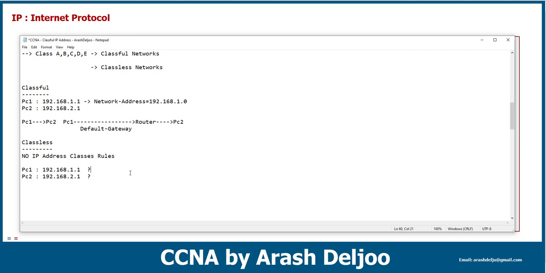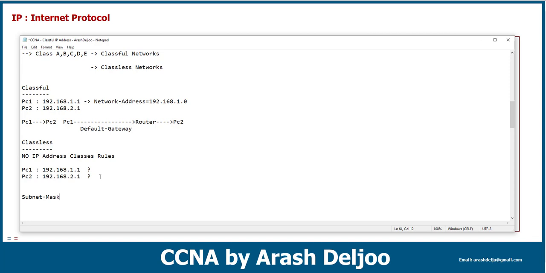Here we have the problem again because we don't have the IP address classes rules. We are using a new feature in classless networks. We call it the subnet mask. I'm sure you have heard about the subnet mask, but in this part of the course, I'm going to talk about it in detail. What is the subnet mask? What is the usage of the subnet mask?